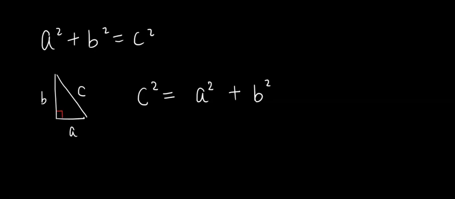I'm going to assign some values here. Let's say this is a 3, this is a 4. What is C? 3 squared plus 4 squared. What is that? Very good. Did you see it's 25? It's 5 squared. Okay? All right.